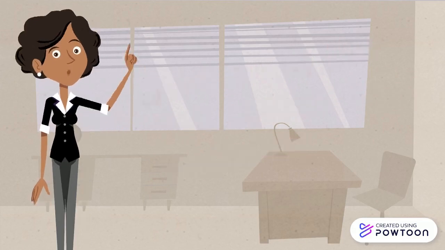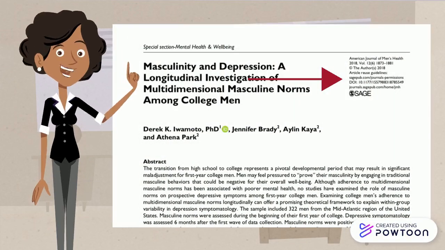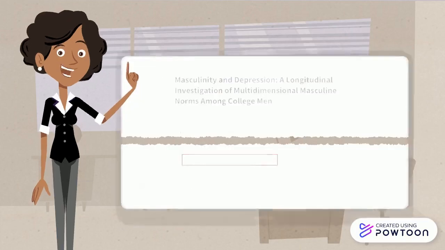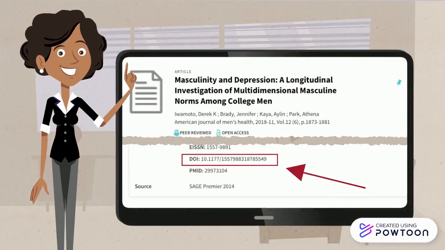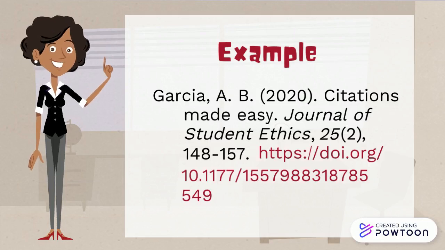This will look like a URL and include the word DOI in it. You can find this on the article itself, or it is sometimes listed on the library database, or you can use a DOI search tool to look it up. It will look like a normal URL address, including the HTTP section.